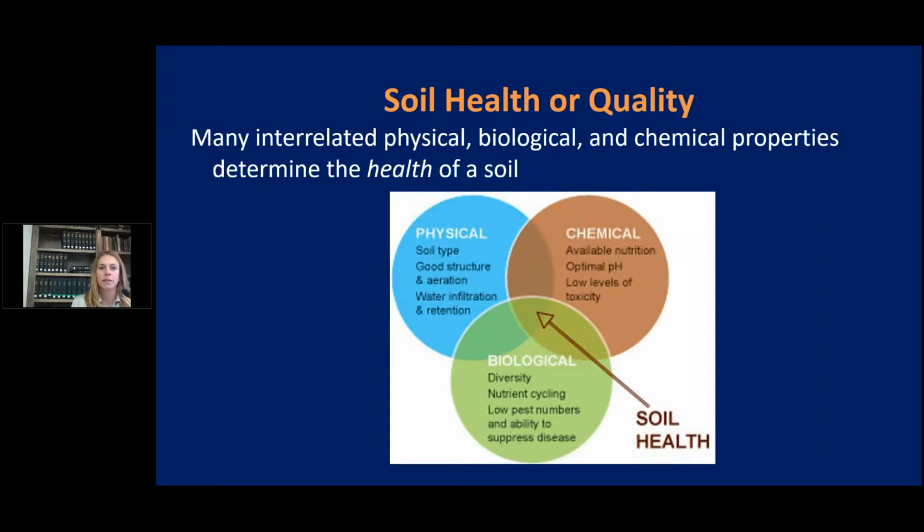So in summary, soil health encompasses the different interrelated physical, biological, and chemical properties that determine the status of the soil to function or perform that particular function. So there are different soil properties, physical, biological, and chemical, that are used to determine the health of the soil.